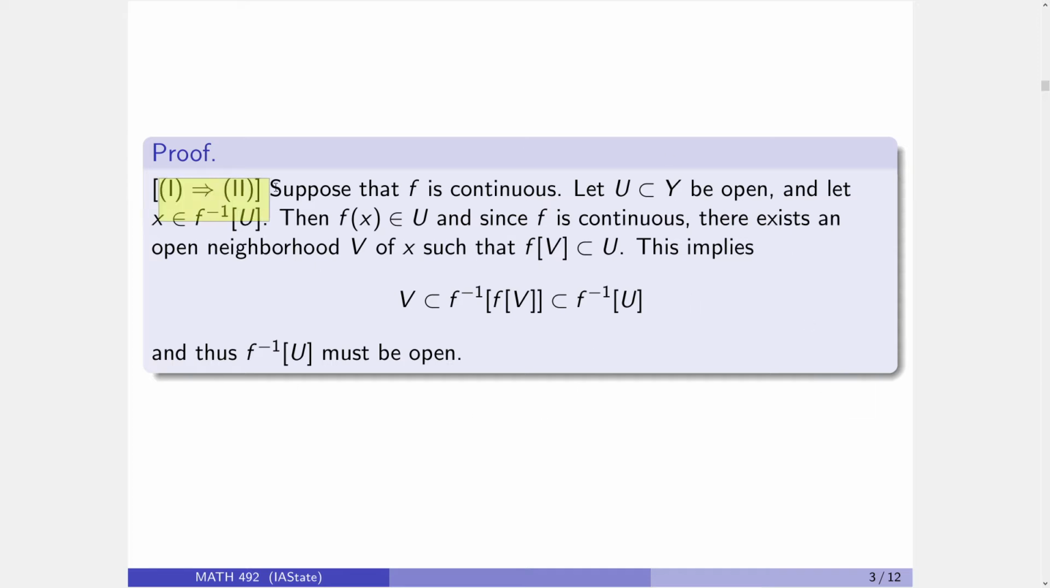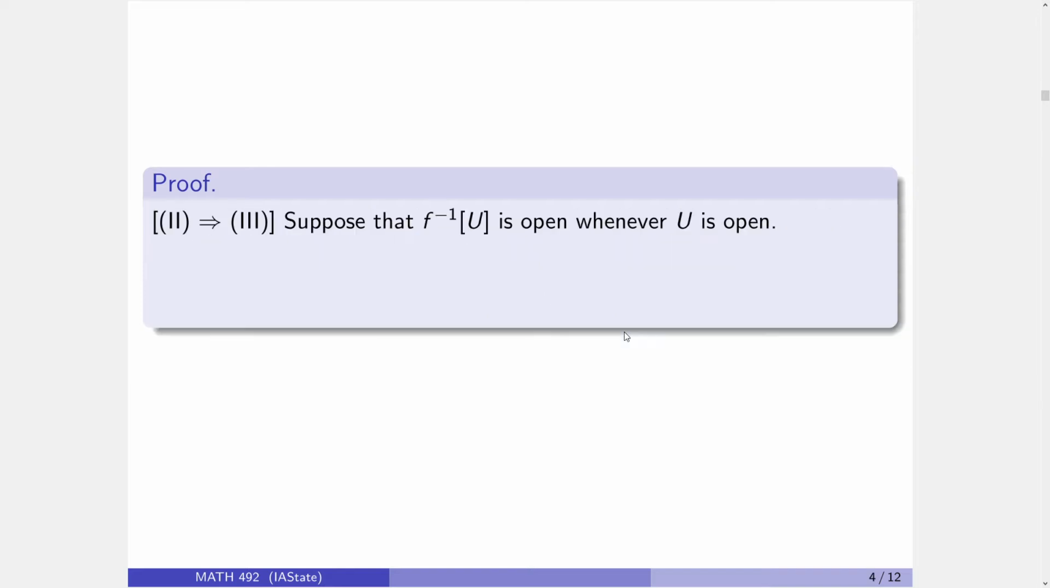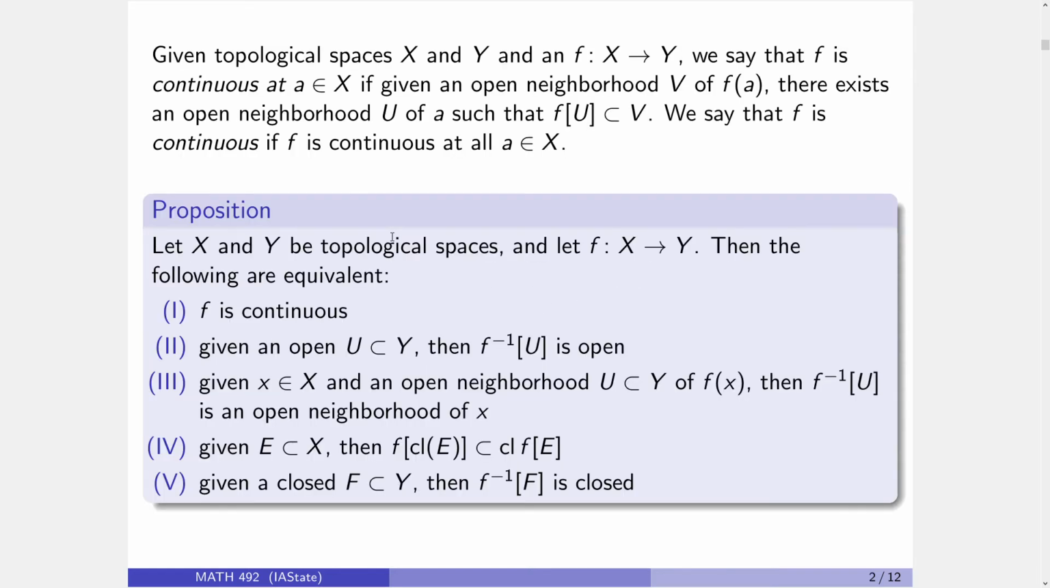All right, well, that's the first implication. We've got 5 more to do, so let's get going. All right. So point 2 implies point 3. Let's remind ourselves. Point 3 is saying that given an element and an open neighborhood of f of x, then the inverse image of that set is an open neighborhood of X.